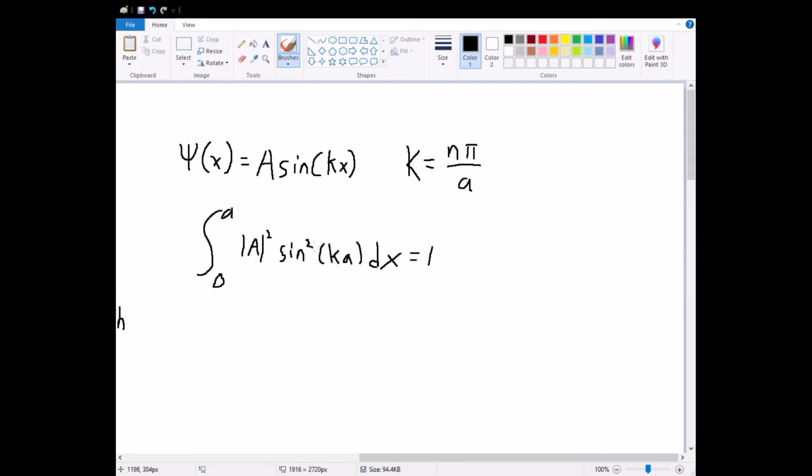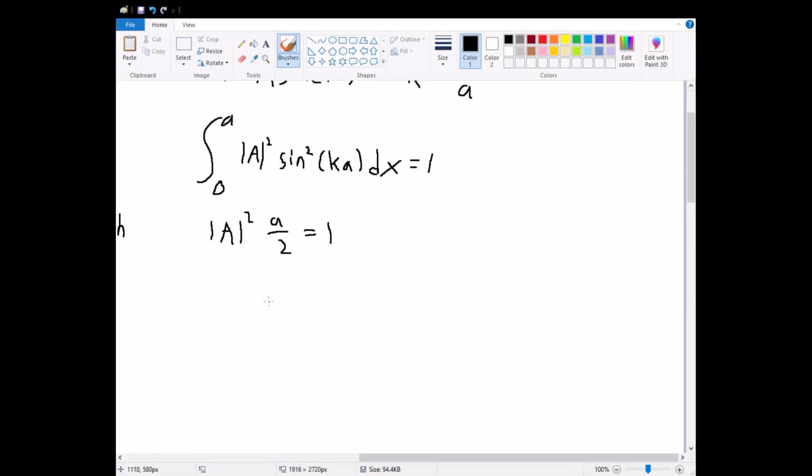From here, this is something we can plug into an integral calculator. We could do it on our own, but once again, physics course, not math course, so I'm just going to put this into an integral calculator. What I get is that the magnitude of A squared, times this integral of sine squared, evaluates to a half, and this necessarily equals 1 under normalization. So finally, we move A to one side, and A must equal the square root of 2 over a. And from here, it's just a matter of plugging this in.